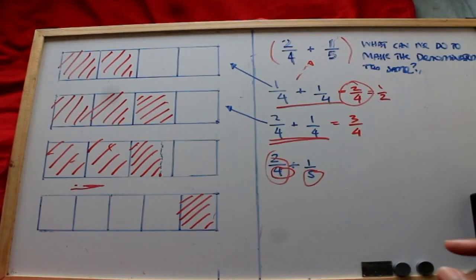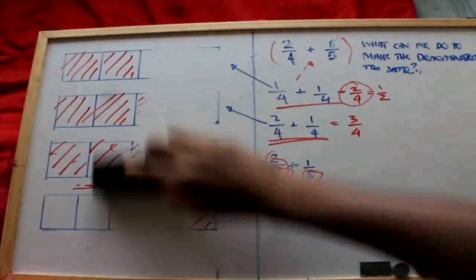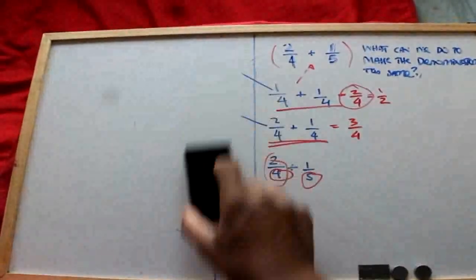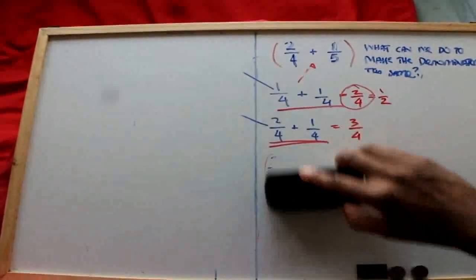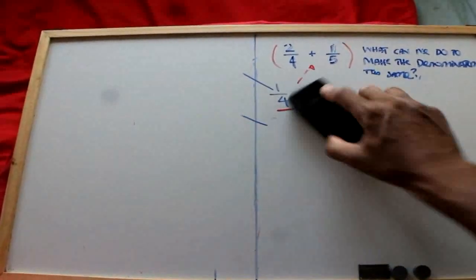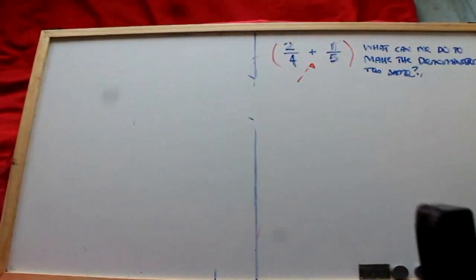I hate to go. So, how are we going to deal with this problem then? Well, it should be very clear to you now that the only way you can add fractions is if both denominators are actually the same.